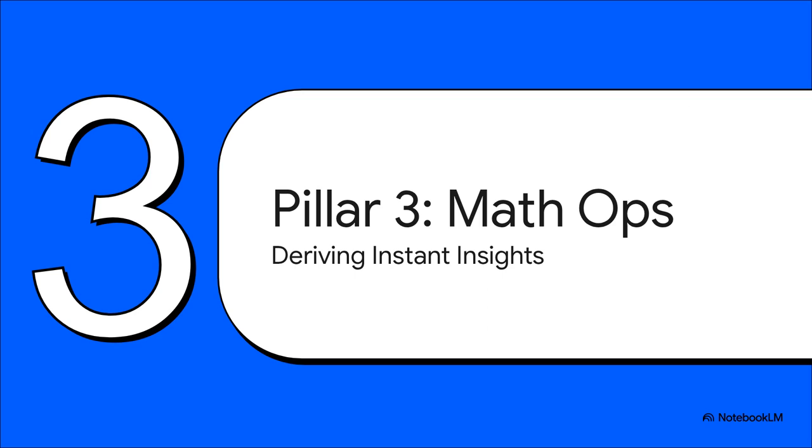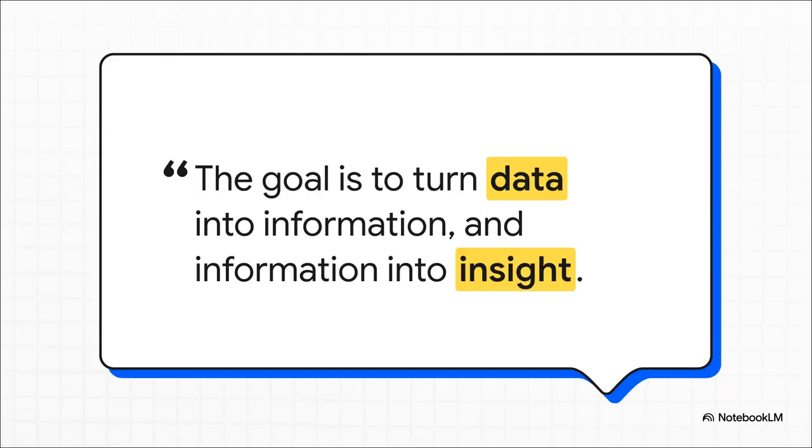All right, which brings us to the third and final pillar, which is all about actually doing stuff with the data. This is where the magic happens, mathematical operations. Now that our data is structured and labeled, we can start asking questions and getting instant insights. You've probably heard this quote before, right? The goal is to turn data into information and information into insight. Well, this step, doing the math, this is where that transformation really happens.